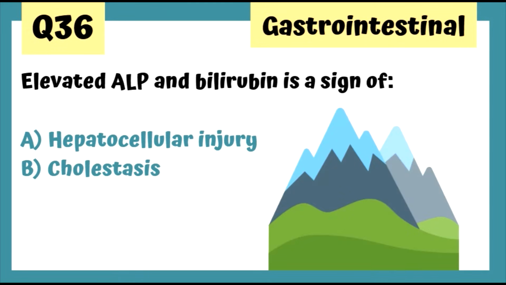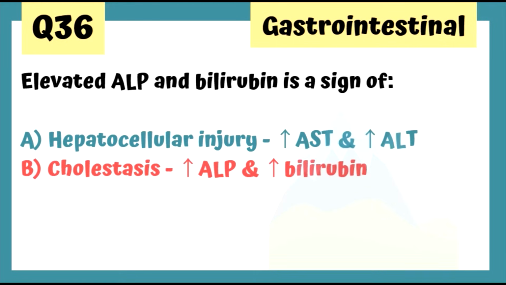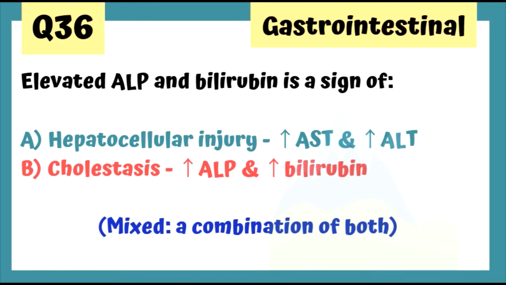Question 36. Elevated ALP and bilirubin is a sign of which of the following: hepatocellular injury or cholestasis? Elevated ALP and bilirubin would be seen in cholestasis. In hepatocellular injury, we would see elevated AST and ALT. If it's mixed, then it's a combination of both.